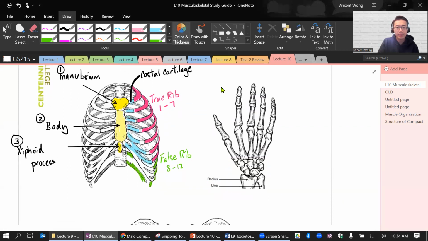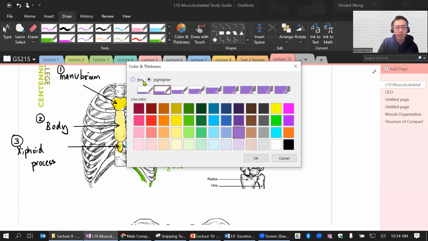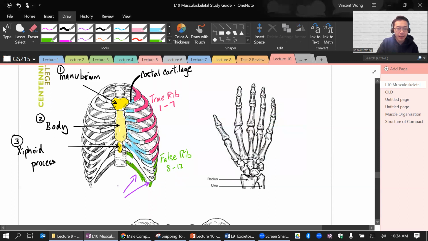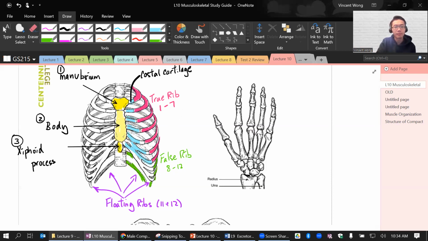Okay, and just to remind you that the last 2 pair of false ribs, they are floating ribs. 11 and 12. Okay, those don't have any costal cartilage whatsoever. The false ribs, 8 to 10, right? They piggyback on the costal cartilage of number 7.